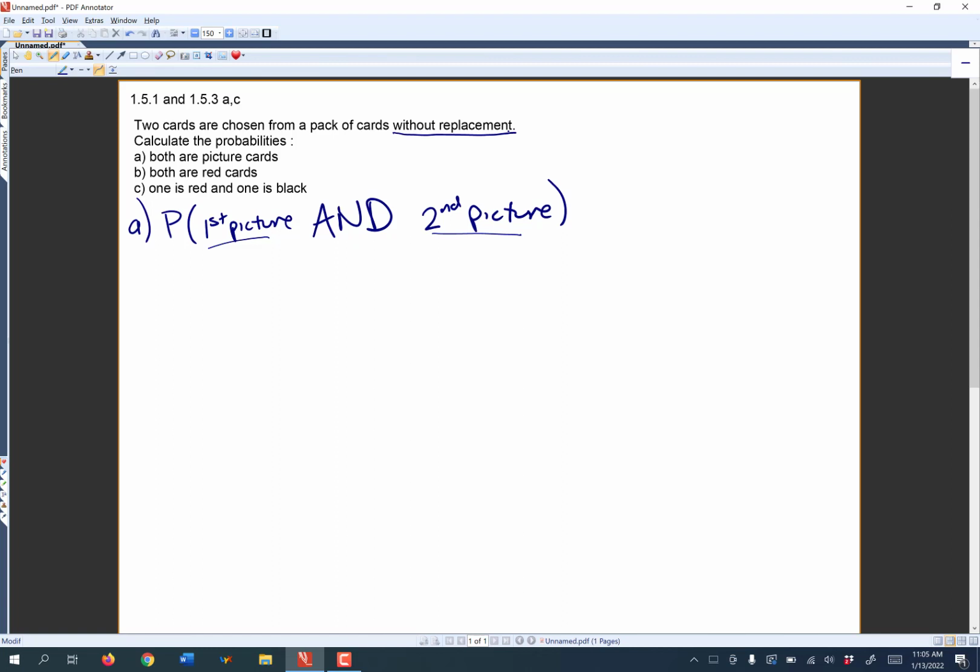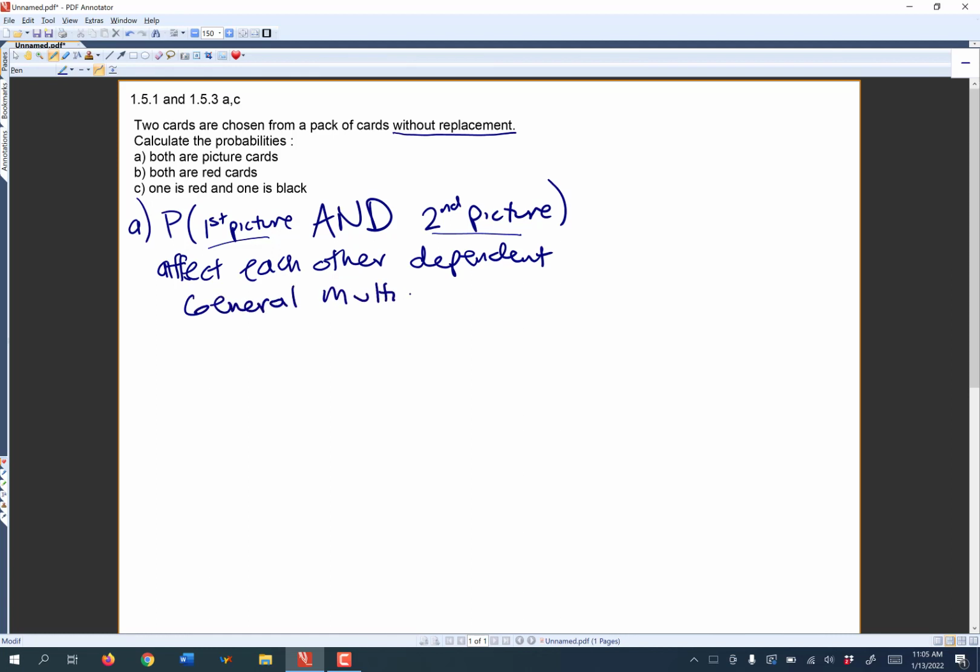So you don't actually have to do huge complicated proofs. You just have to ask yourself logically, if I take out one picture card, will that change the chances of me getting another picture card? Yes, they will affect each other. So in this case, they affect each other, so that means they are dependent, which means we're going to need to use the general multiplication rule.